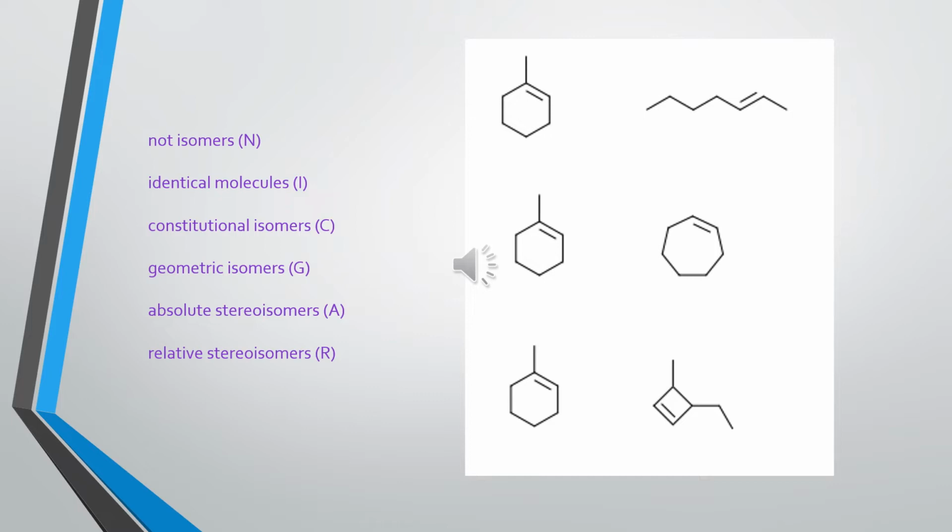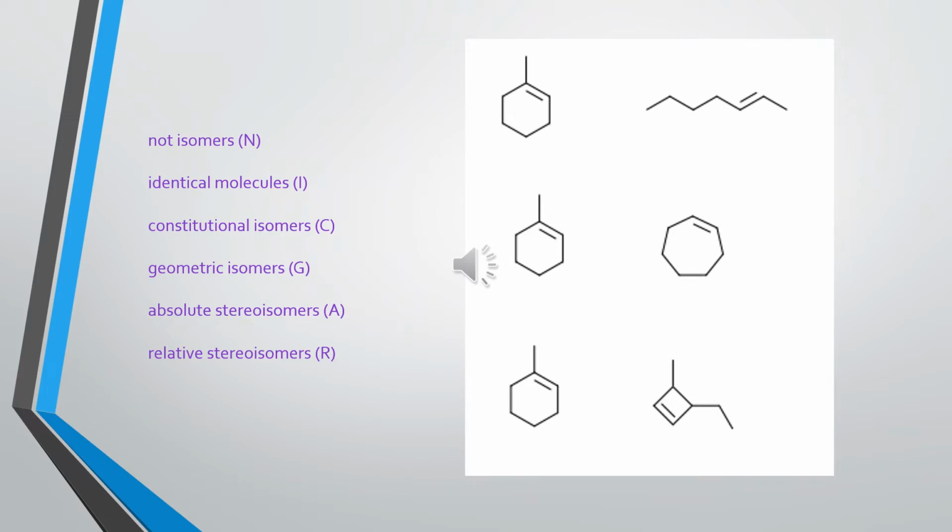Okay, here's how this is going to work. You're going to examine each pair of structures on these slides, and you're going to conclude that the relationship is either none, there is no isomeric relationship, or they're identical molecules. And by the way, if you don't feel there's an isomeric relationship, you're to write down in your notes an N. If you feel they're identical molecules, write down an I. If they're constitutional isomers, a C. Geometric isomers, a G. Absolute stereoisomers, an A. Relative stereoisomers, an R. Okay, got it?